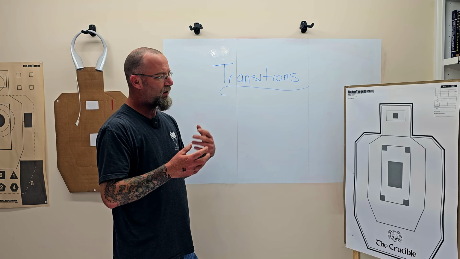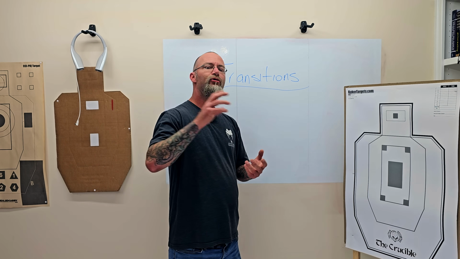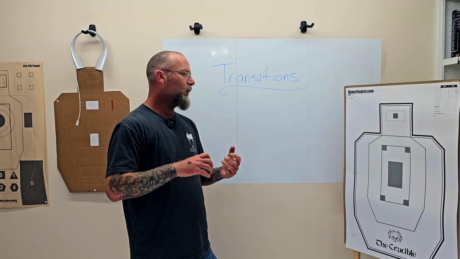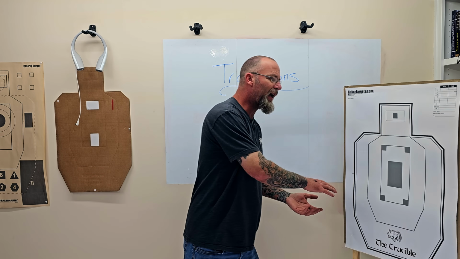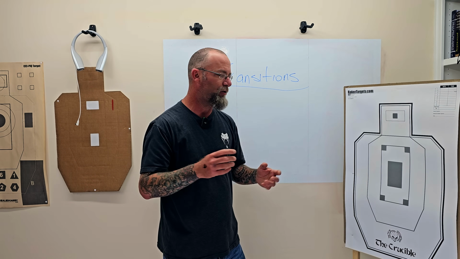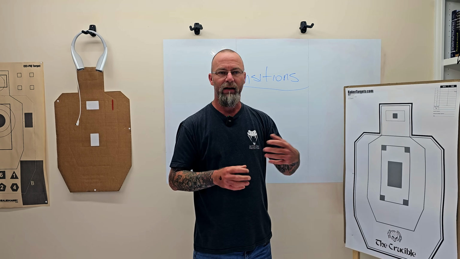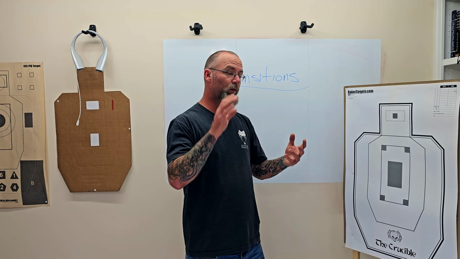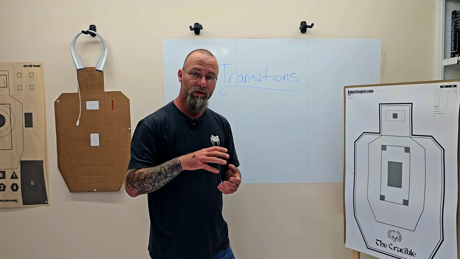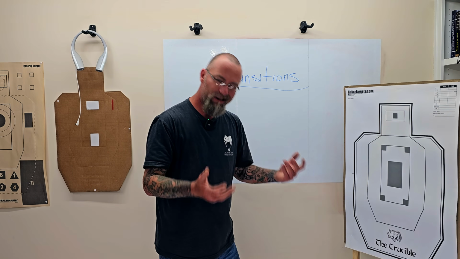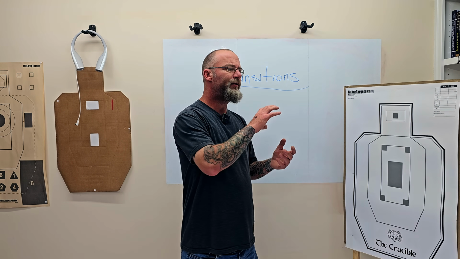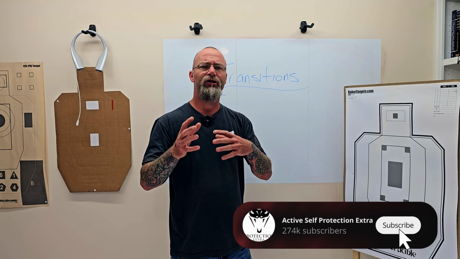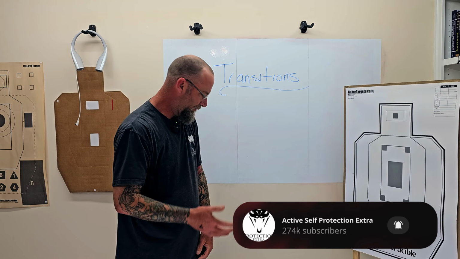So the first thing I want to talk about is what we normally tend to do while working with transitions: allowing the action of the gun, or the post-shot action, to dictate what we're doing with the gun. So we're only inputting influence on the gun to stop it, really, not forcing action into it. What do I mean by that?